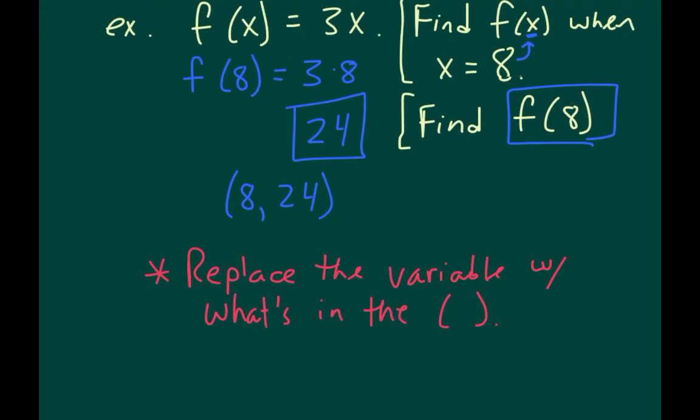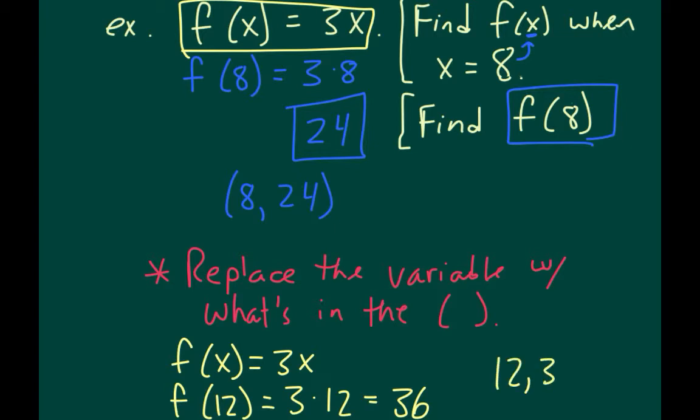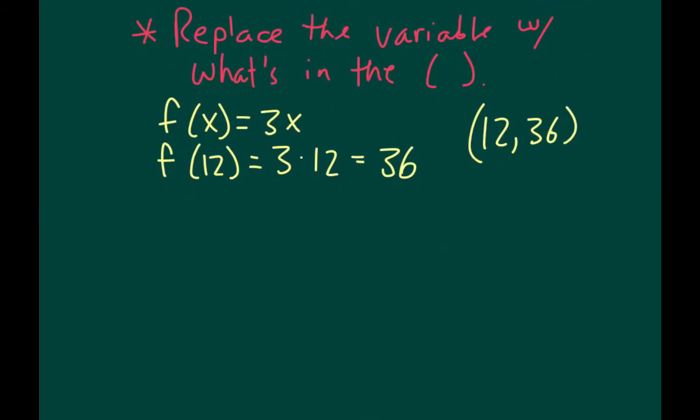So if we stick with that same f of x is 3x, I'm kind of going to this equation right up there. If we know f of x is 3x, and they tell us, alright, find f of 12, well then we just do 3 times 12. You take what's in the parentheses, you replace your variable with it, and you get an answer of 36. So the point then would be 12, 36. When x is 12, y is going to be 36.